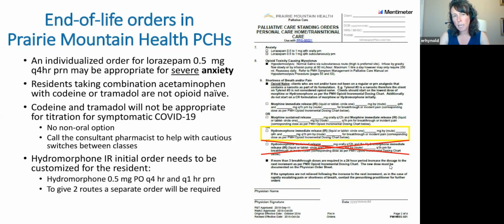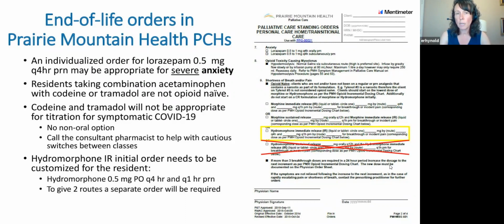So I'm going to move down to the opioids here. It's important to remember that residents taking combination acetaminophen and codeine and acetaminophen and tramadol are not opioid naive. And codeine and tramadol will not be helpful medications to titrate to meet the needs of somebody symptomatic with COVID-19. There are no oral options for those medications.